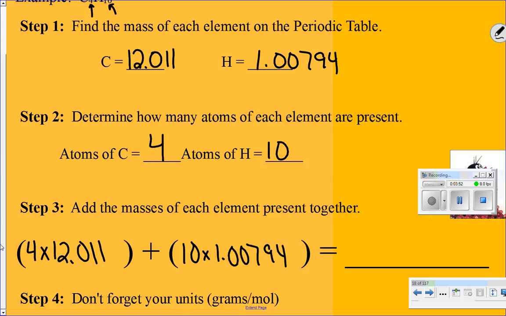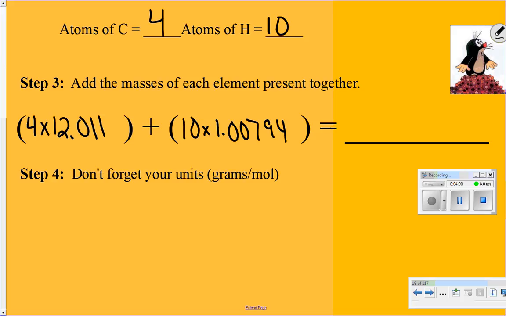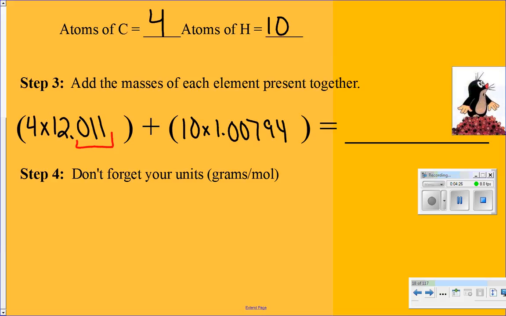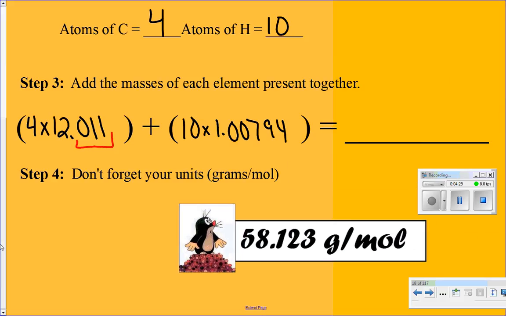We are still going to follow the sig fig rules for adding and subtracting. You may be saying, but we're multiplying. Multiplying is a shortcut in this case. We're really just adding 12.011 4 times. We're really just adding 1.00794 10 times. We're not truly doing multiplication as a function. So continue to follow your adding and subtracting rules. Keep your decimals the same, in this case limited by the 3 decimal places that you have right there. So you should have 3 decimal places in this answer. Once you punch all that into your calculator, you get 58.123 grams per mole.